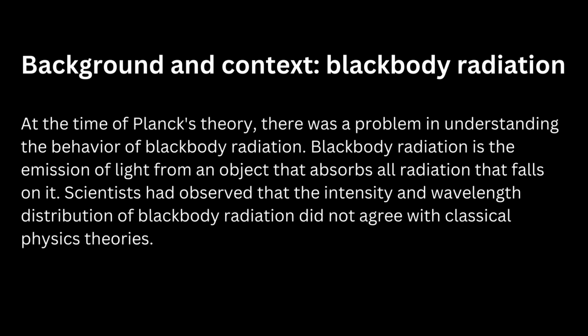Background and context: blackbody radiation. At the time of Planck's theory, there was a problem in understanding the behavior of blackbody radiation. Blackbody radiation is the emission of light from an object that absorbs all radiation that falls on it. Scientists had observed that the intensity and wavelength distribution of blackbody radiation did not agree with classical physics theories.